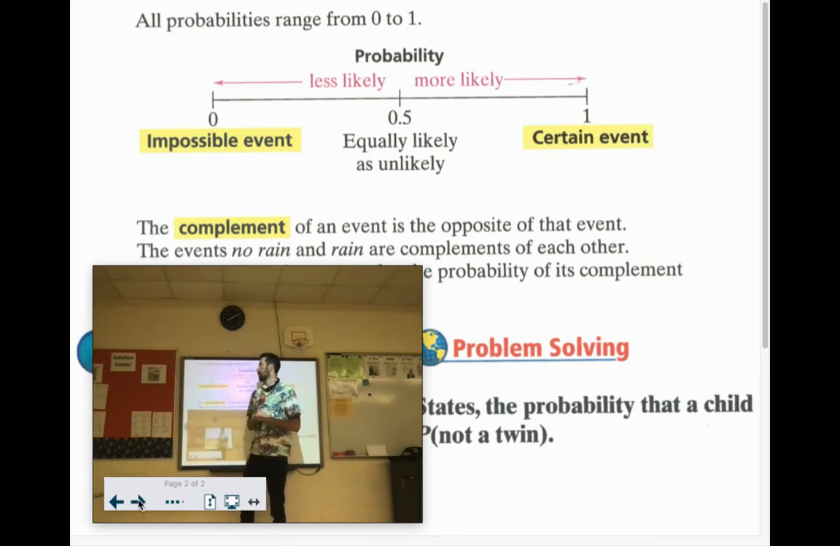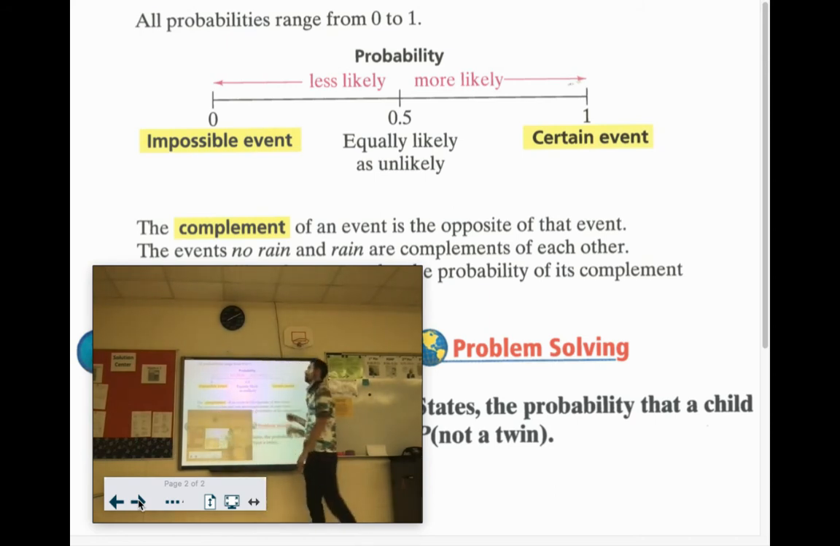But if I was like, what's the probability if I'm flipping a coin that it's going to be heads or tails? Well, 100%. It's going to happen. And someone will be like, well, it could stand on its side. It won't. It's never going to happen. All right, so that would be an impossible event.